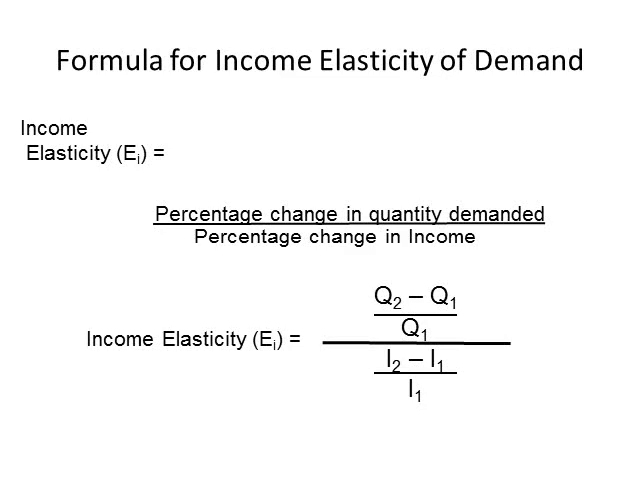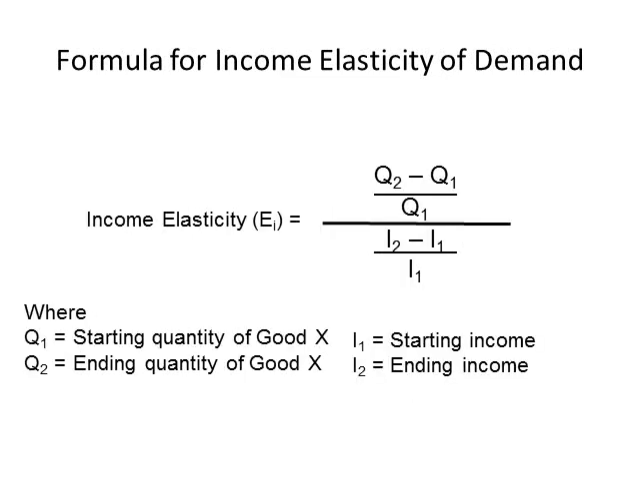The formula used to calculate the income elasticity of demand is Q2 minus Q1, divided by Q1, divided by income 2 minus income 1, divided by income 1. Let's take a minute to look at the variables in some detail. Q1 represents the starting quantity of the good demanded by the individual or market. Q2 represents the quantity of good X after the change in income. I1 represents the initial income of the individual, and I2 represents the increased income.